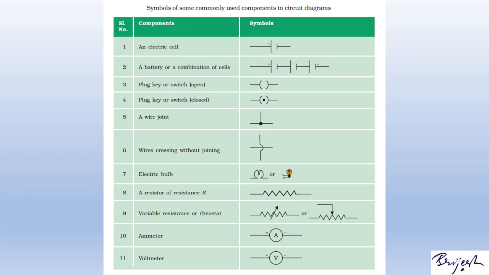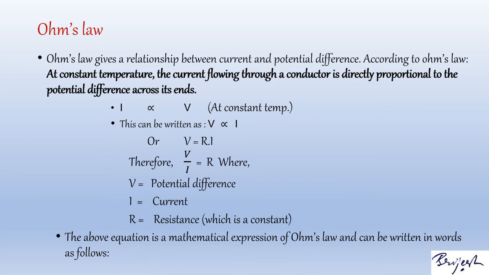Let us understand what is Ohm's law. Ohm's law gives a relationship between the current and potential difference. According to Ohm's law, at constant temperature, the current flowing through a conductor is directly proportional to the potential difference across its ends. That is, I is directly proportional to V at constant temperature.